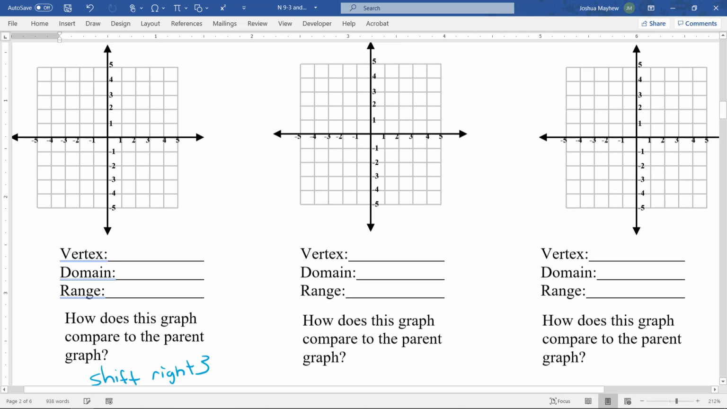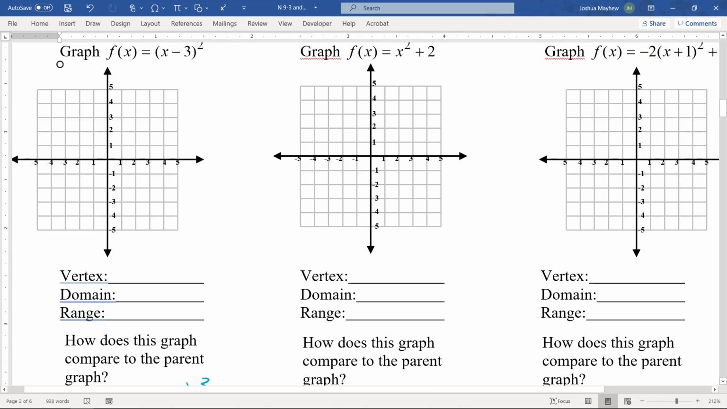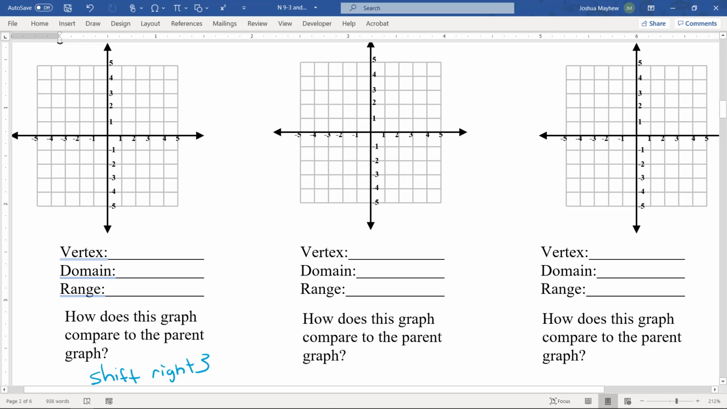As we move on, really you just need to focus on those 3 points: 0, 0; 1, 1; and -1, 1. So I'm going to move those 3 points right 3. 0, 0 goes right 3 to there. 1, 1, right 3. -1, 1, right 3. And as always, check it using your calculator. So there's my parabola. That was terrible.